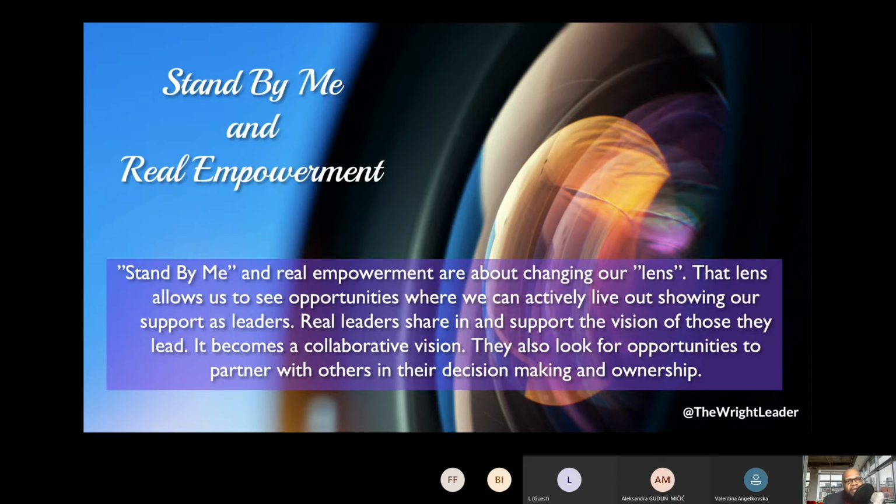So how many of you know that as we go through so many different things in life, especially with 2020, as we are helping to not only inform but to guide so that we can all make a great impact and maximum impact, some of that work is around what? It's around changing some lenses of some people. And the lens allows us to see opportunities where we can actively live out showing our support as leaders. Anytime you share your support for someone, that's standing by them, hence the term stand by me.